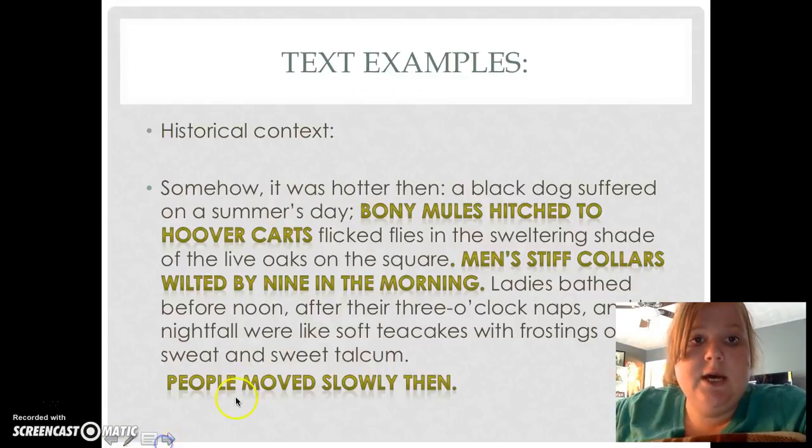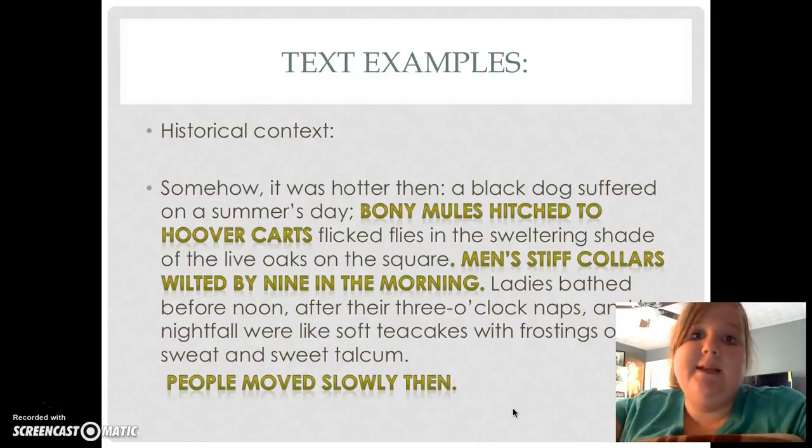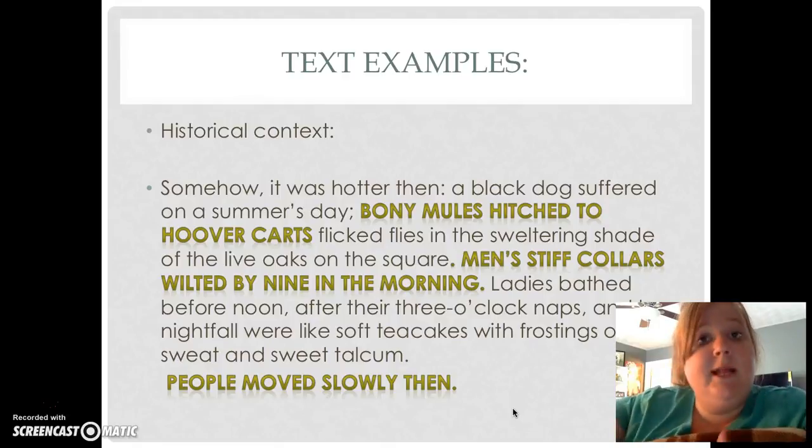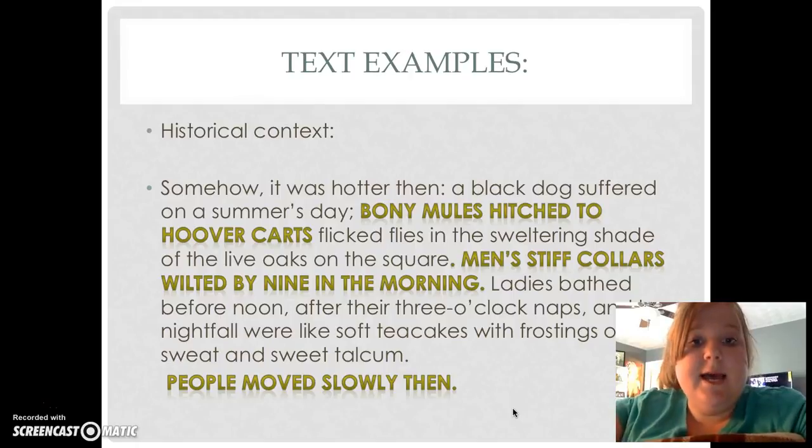Let's take a look. The first one is the historical context. This means how we can tell what part of history that a text takes place. If you're watching a movie, you can know immediately by cars, by technology, how old a movie is. If you look at this part of the text, you'd understand that somehow it was hotter then. A black dog suffered on a summer's day.